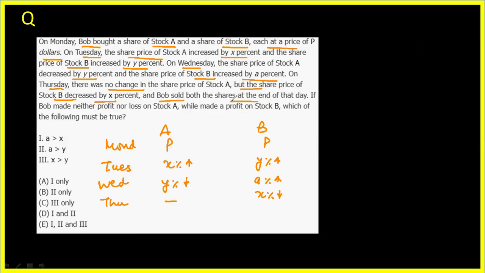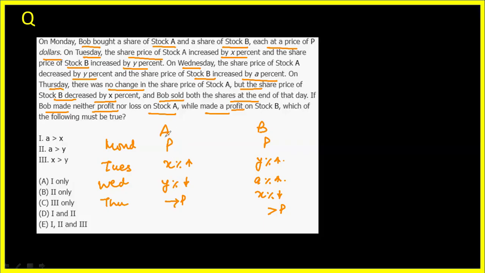And these are all successive increase and decrease percentages which are given to you. Bob sold both the shares at the end of the day. Bob made neither a profit nor a loss on stock A, so whatever the price was after the increase and decrease at the end of Thursday, it came out to be P again. And he made a profit on stock B, which means after the increase and decrease, the price was greater than P. Here on share A, it was exactly equal to P, so there was no profit, no loss.